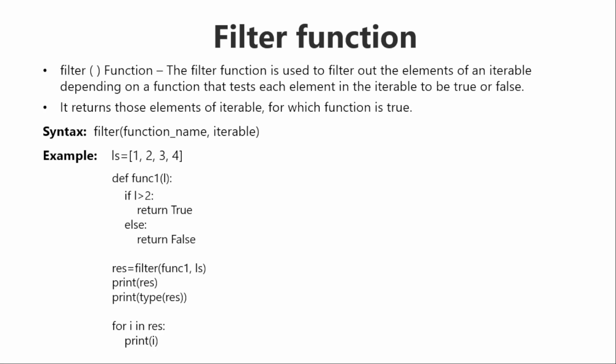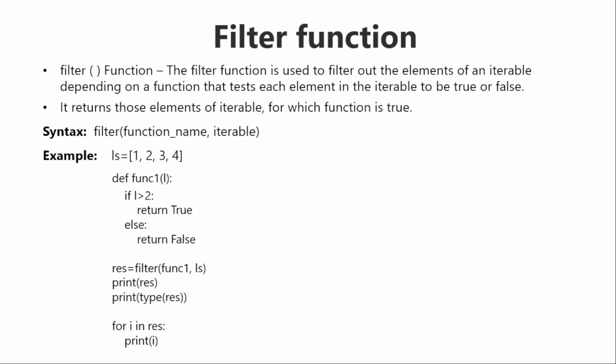I've just created a function, func1, and I have described a variable there. The variable will be the iterable objects or iterable elements, which are 1 2 3 4, that test the condition if l is greater than 2. If an iterable object is greater than 2 it returns true, or else it returns false. So finally the filter function returns only the elements which are true.